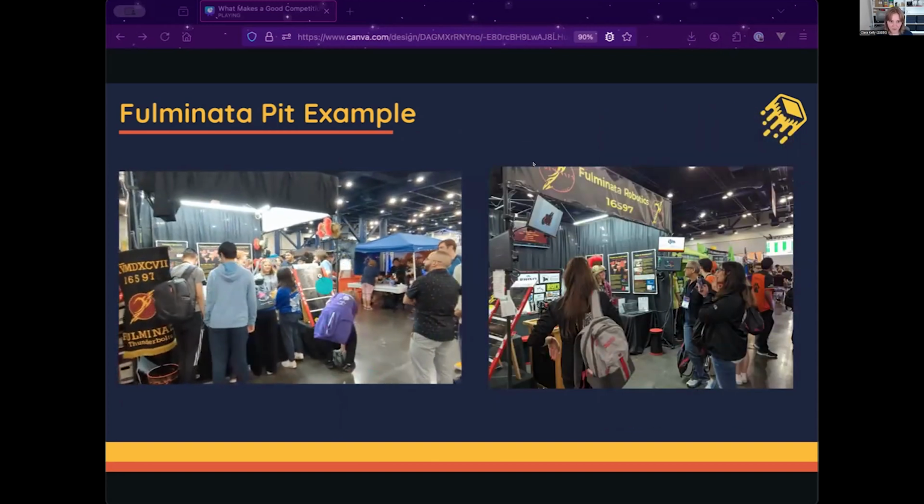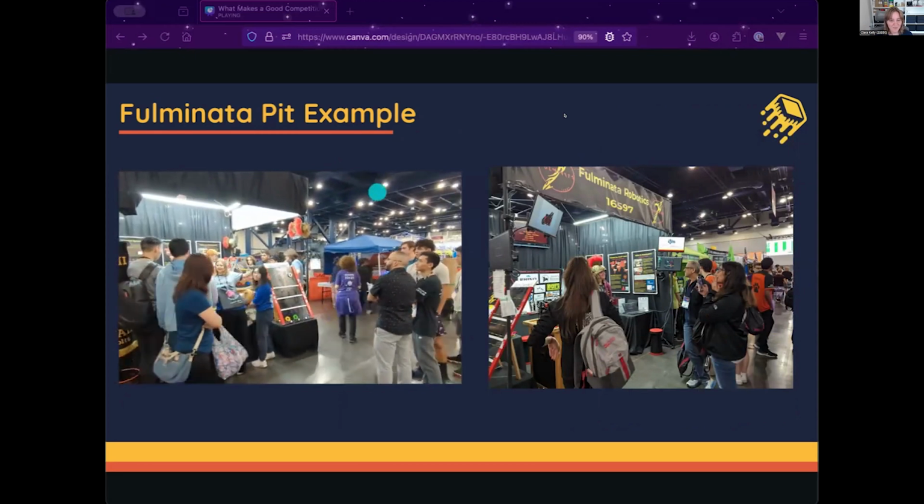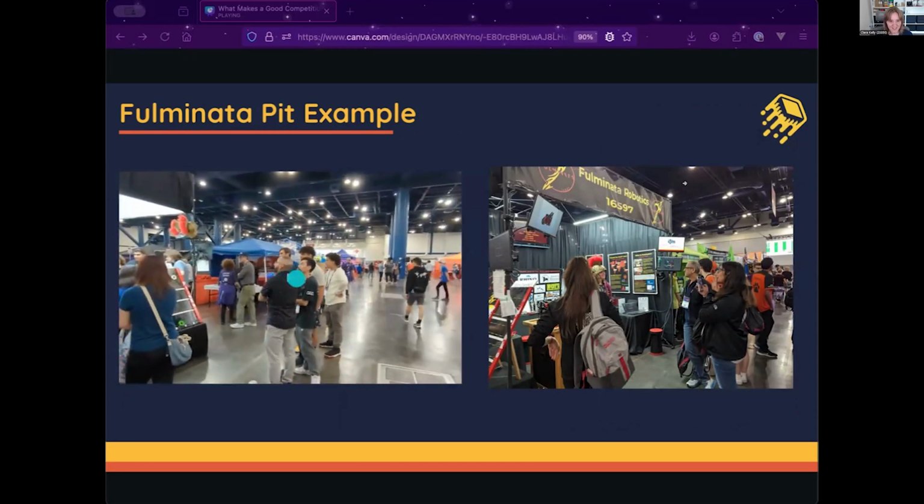This was at Worlds. This was before the competition even started. So we had a bunch of people flocking around our pit. It was super big. It was super bright. It was right on a corner. It was easily accessible. And it was very engaging to people.